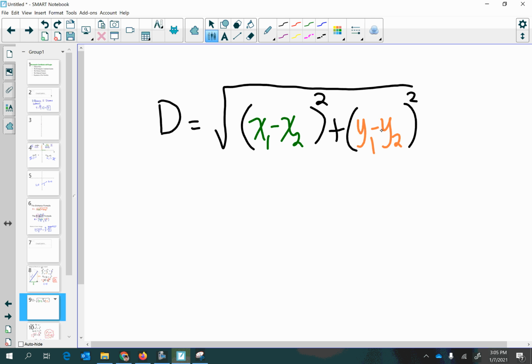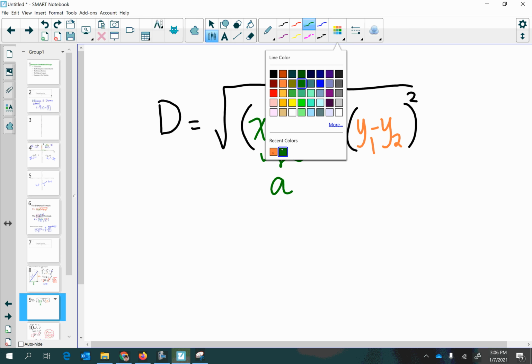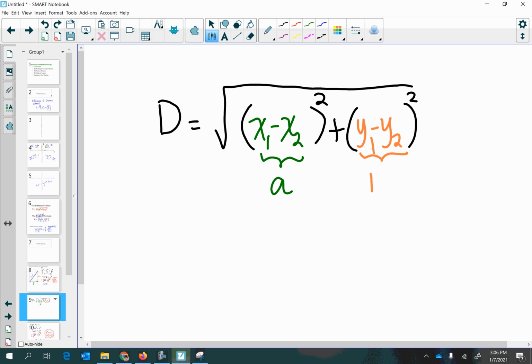Okay, and if we just use the two points, the two coordinates for the X values, we'll get the difference. That would be our A side, and the difference of the two Y values will give us our B leg, and then this would end up being our C over here. So A squared plus B squared equals C squared, and if you take the square root of C squared, then you're left with just C. So the distance formula and the Pythagorean theorem formula are actually the same formula.